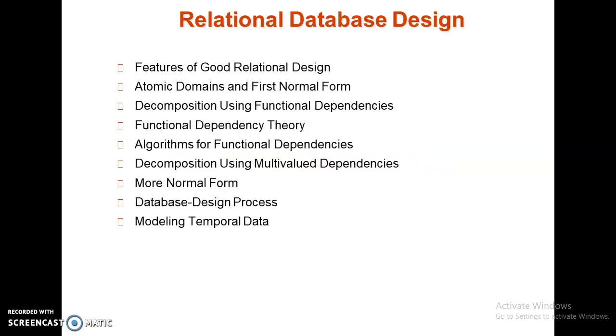These are the various topics that we are going to cover in relational database design. 1. Features of good relational design. 2. Atomic domains and first normal form. 3. Decomposition using functional dependencies. 4. Functional dependency theory. 5. Algorithms for functional dependencies. 6. Decomposition using multi-valued dependencies. 7. More normal forms. 8. Database design process. And at the end, modeling temporal data.